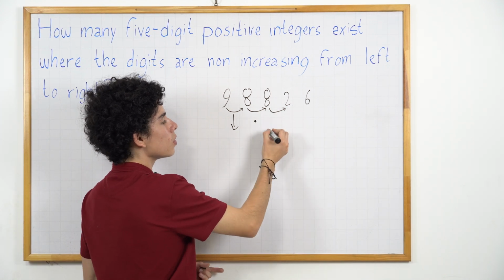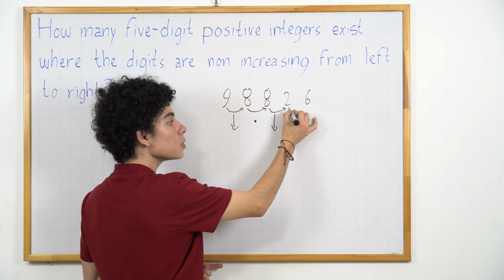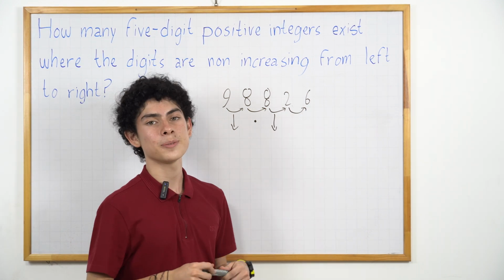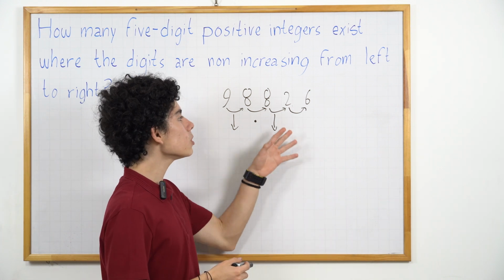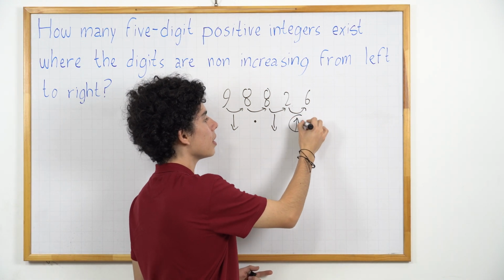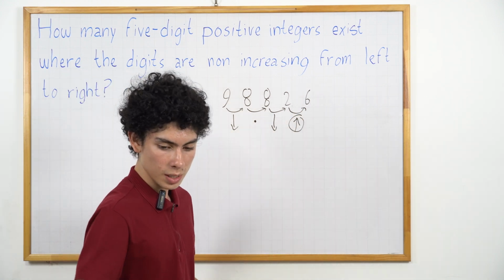From 8 to 2, you are again decreasing, and from 2 to 6, and this is an important point, you are increasing. And what does that mean? Well, we're trying to avoid these types of numbers, the numbers that have this relationship in any of their relations.